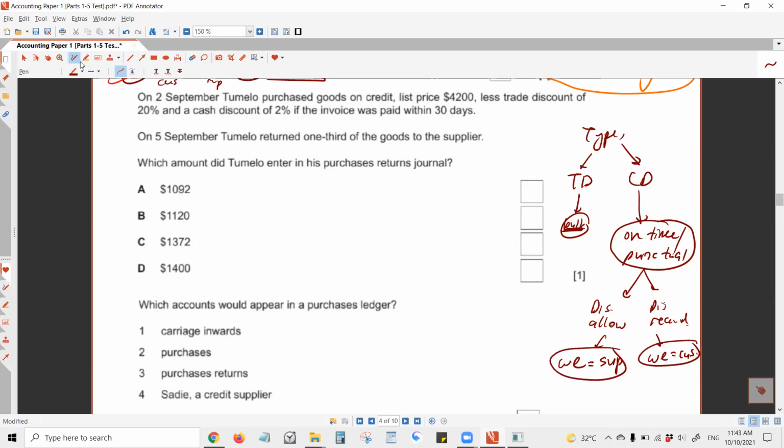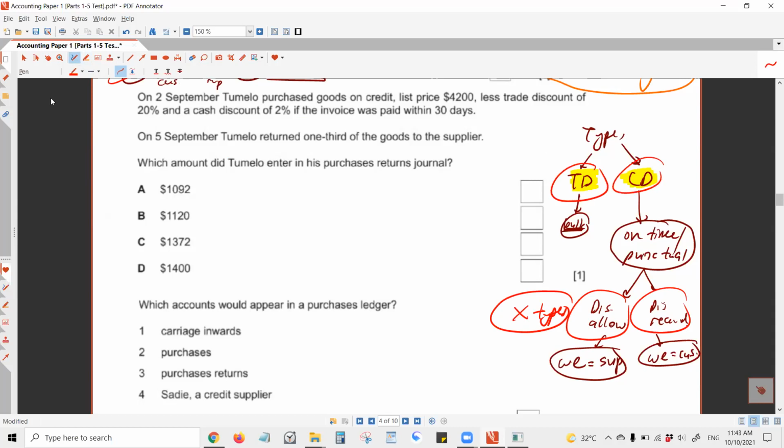When the question asks you what the two types of discount are, ensure that you write these two only: trade discount and cash discount. When they give you a discount and ask you what type of discount this is, you never write your answer as discount allowed or discount received. These are not the names of the types. Types means either trade discount or cash discount.